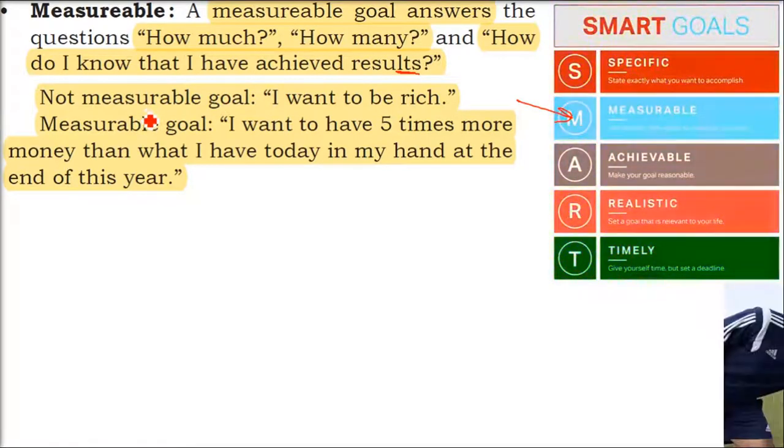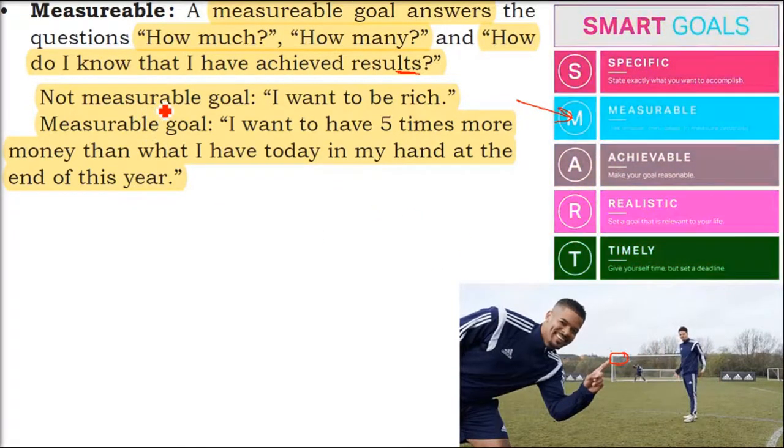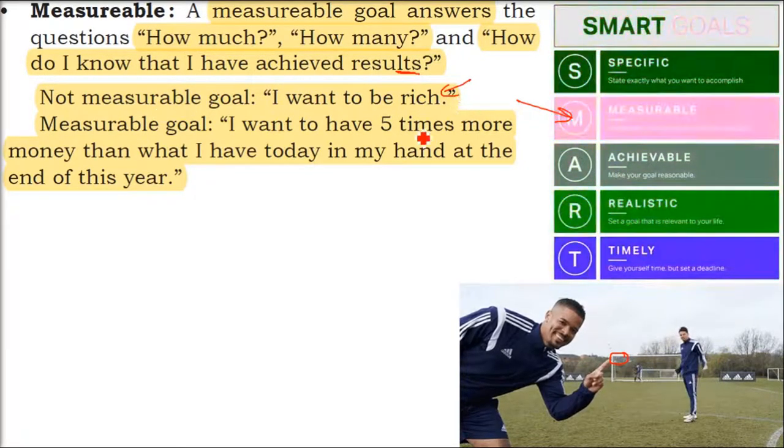Let me give an example here also. A non-measurable goal will be, "I want to be rich." See, this is a measured kind of kick. That is how he's putting the ball in the goal. So, "I want to be rich." This is not a measurable goal.